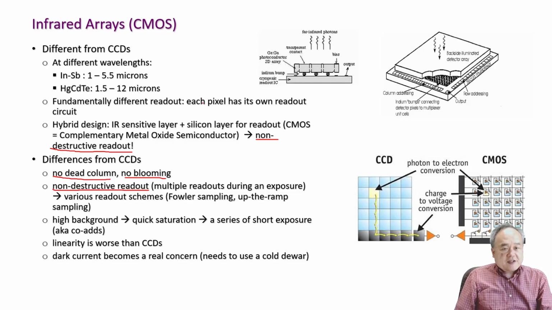And infrared arrays typically have worse linearity, so you have to settle for some amount of nonlinearity compared to the CCD. Maybe below 10% nonlinearity is okay.